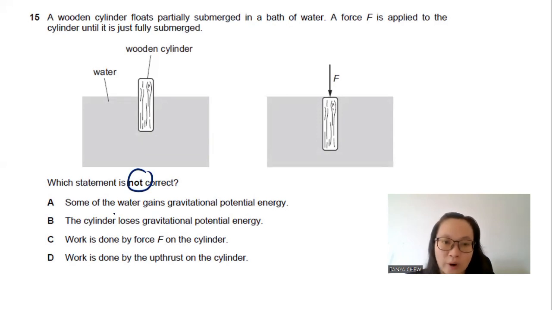A, some of the water gains gravitational potential energy. That is also true because some of the water is being pushed by this wooden cylinder, so they have a certain distance being pushed down. So that is true. B, the cylinder loses gravitational potential energy. That is also true because when it is going deeper, when it is being pushed inwards, the height is actually decreasing. So that is also true. C, work is done by force. Yes, because the force is doing work to push the wooden cylinder downwards. This is true. D, work is done by the upthrust on the cylinder.